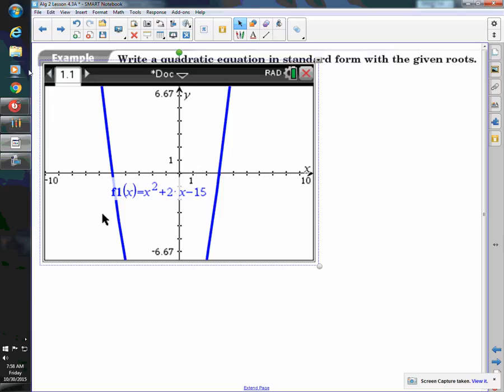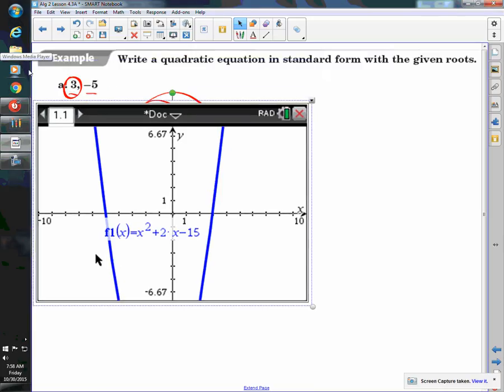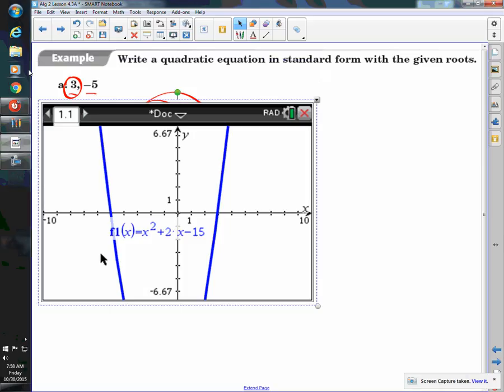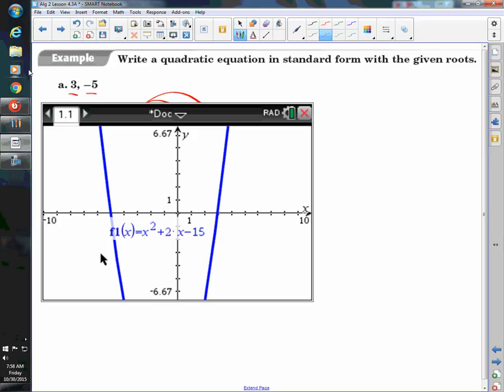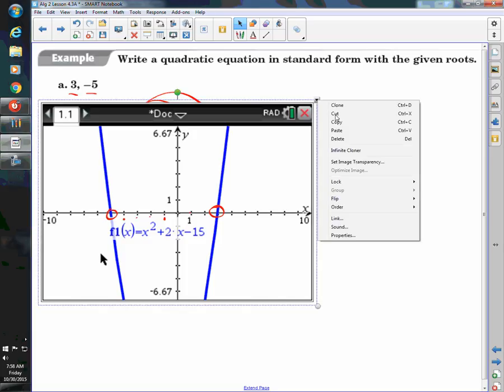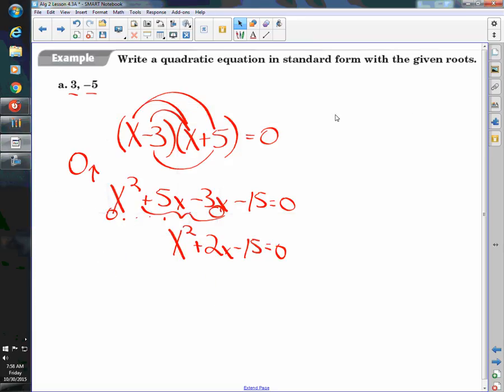As you can see on this one, our goal was to get a quadratic equation in standard form with the given roots. As we can see here, we've got the 3, 1, 2, 3, right here. The negative 5, 1, 2, 3, 4, is right there. So you can see this does work, and that gives us the equation that we need. Now then, let's kick it up a notch.